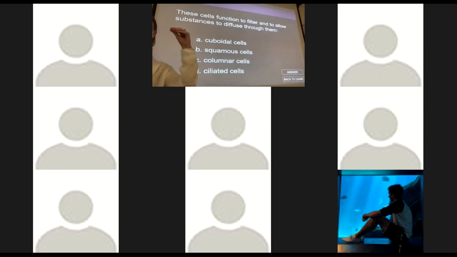So squamous are the flat ones. So stuff can move through them really easily because they're really flat and thin. So they allow for a lot of diffusion and they also filter what goes through them. So that's a good way to remember that. Flat cells allow things to move through them pretty easily. All right, epithelium 300, that was group 2.